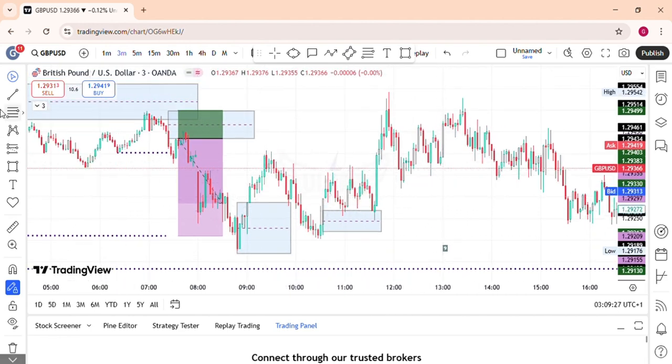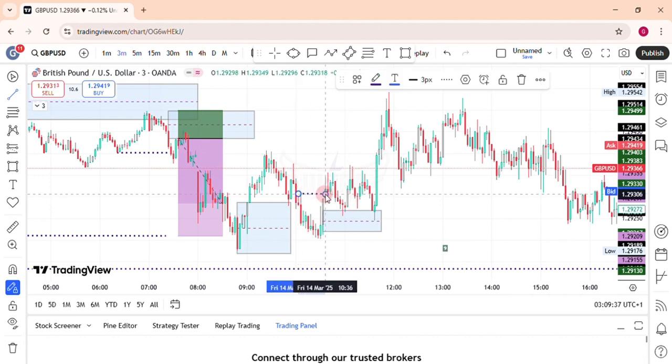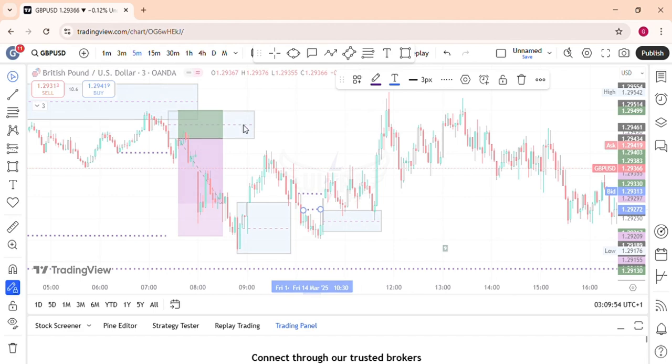And the next thing after the tap is to look for our break of market structure, which is this. We have a break of market structure here. And prior to that break of market structure, we should understand that on a 5 minutes we have a fair value gap here. Alright, let me go to 5 minutes to show you guys the fair value gap.